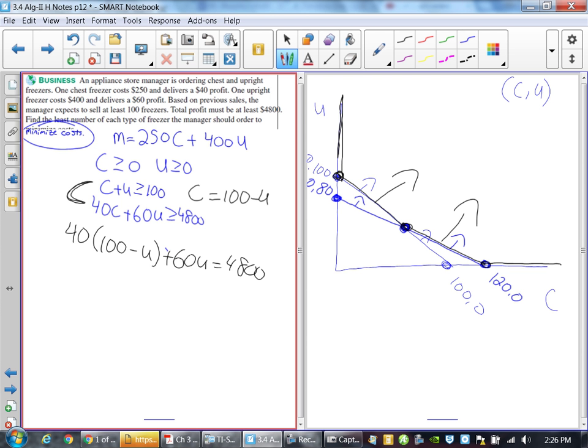Those of you who have been gone for a day or so, remember, whenever you're checking for the intersection, don't worry about the inequality. You're trying to solve a system of equations. You're trying to find the exact value. You're not going to have an inequality symbol for solving the system. Okay, so it's 4 grand minus 40U plus 60U. Oops, forgot the U.